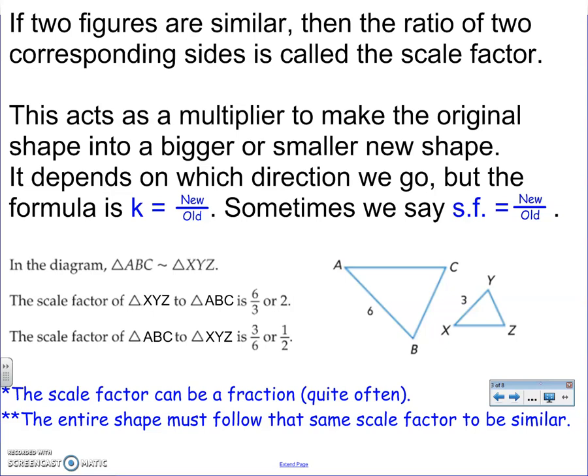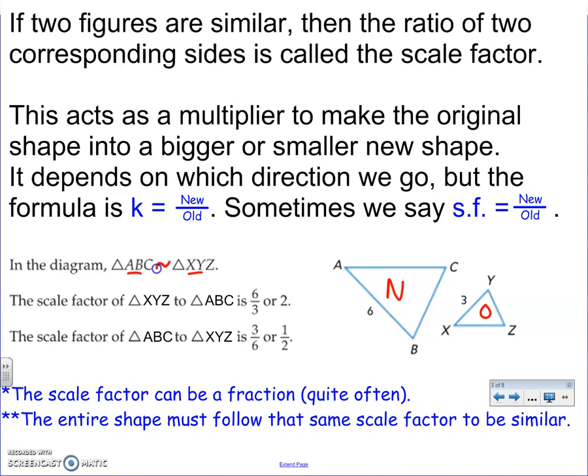In this picture, triangle ABC is similar, and similar is this squiggly mark, there's no equal sign there, to triangle XYZ. The scale factor from triangle XYZ, which we'll call the original, the old, to ABC, the new, is 6 over 3, which reduces to 2. They gave us XY as the first two, and AB is the first two, so they do correspond together. With the new one, 6, over the old one, 3, is 2, so we got twice as big.